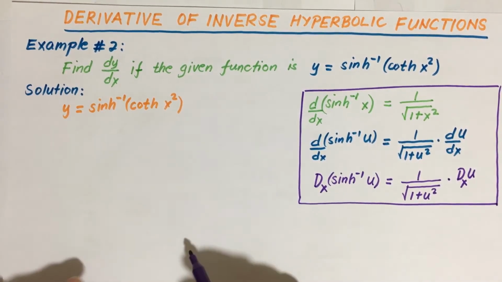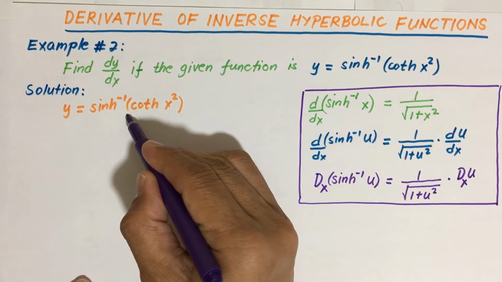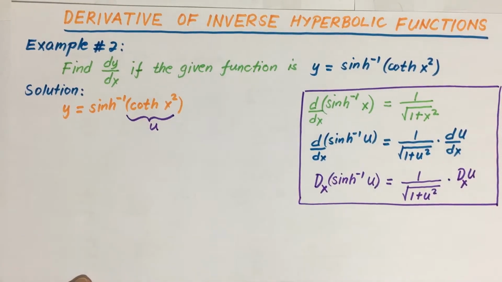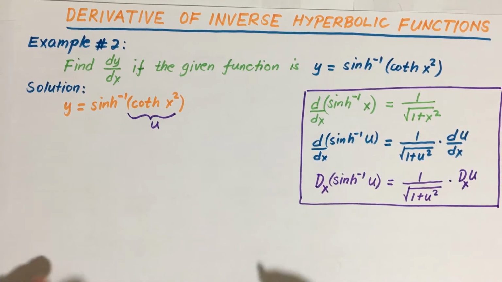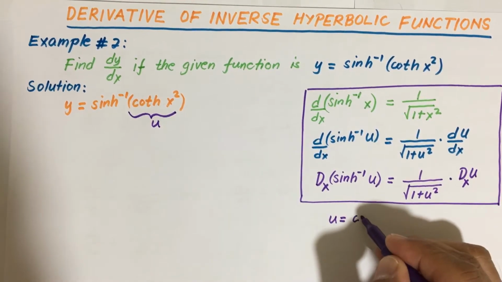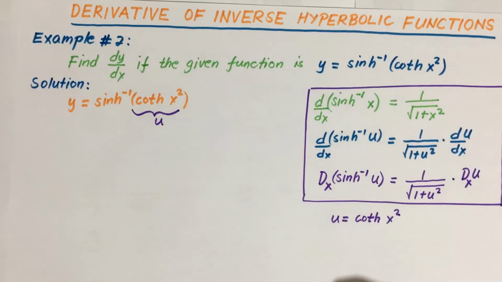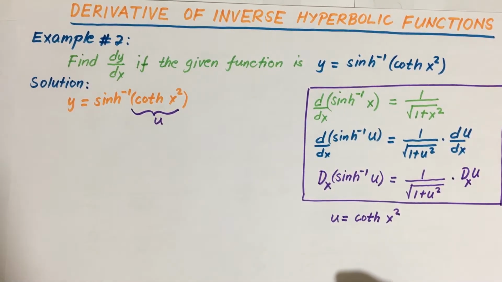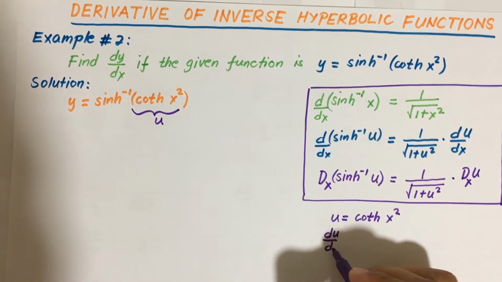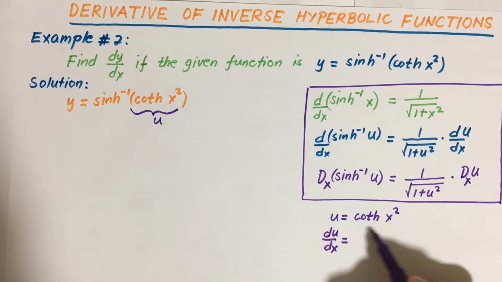Alright, so in our given, we have inverse hyperbolic sine of u. So the whole thing here is our u. So our u therefore is hyperbolic cotangent of x squared. Then finding the derivative of u with respect to x, our u here is hyperbolic cotangent.